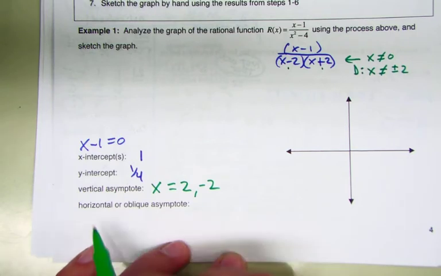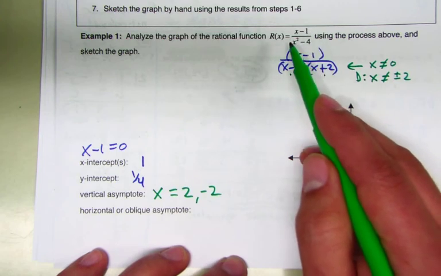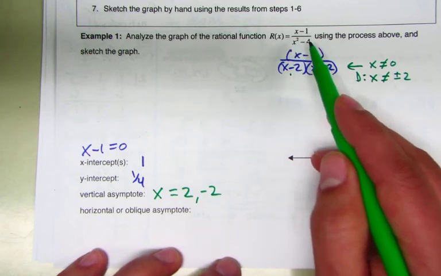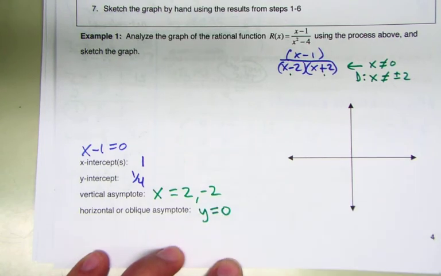Yes. Now we have to make a decision. The degree is 1 for the numerator and 2 for the denominator. So what does that translate to? Very good. y equals 0.